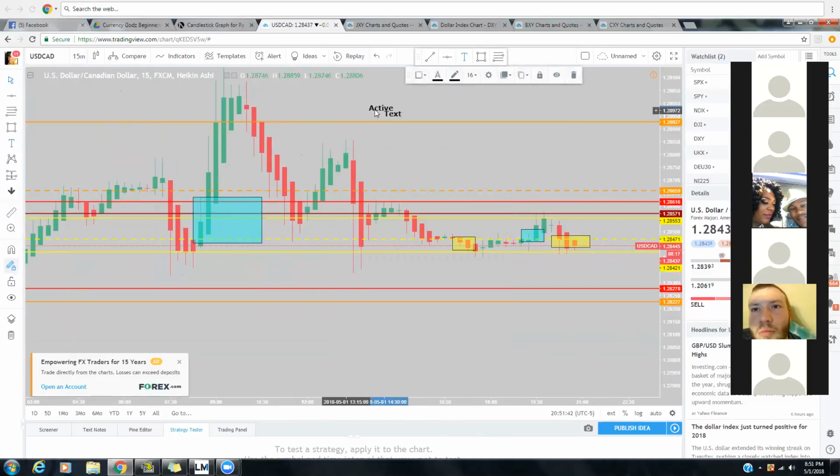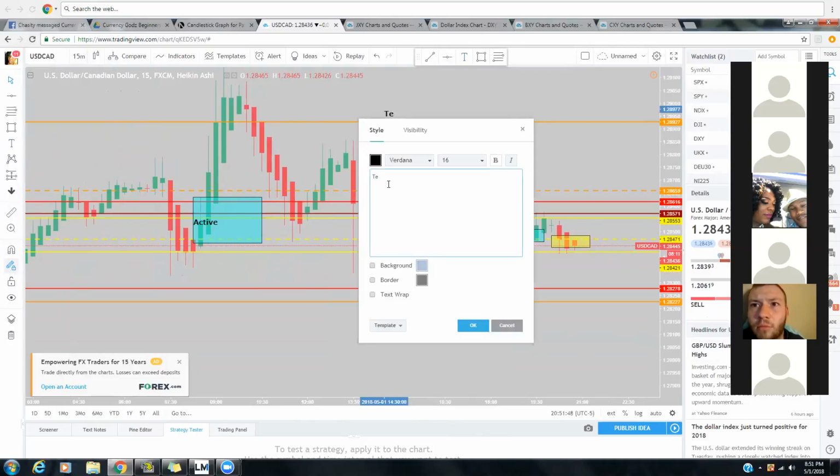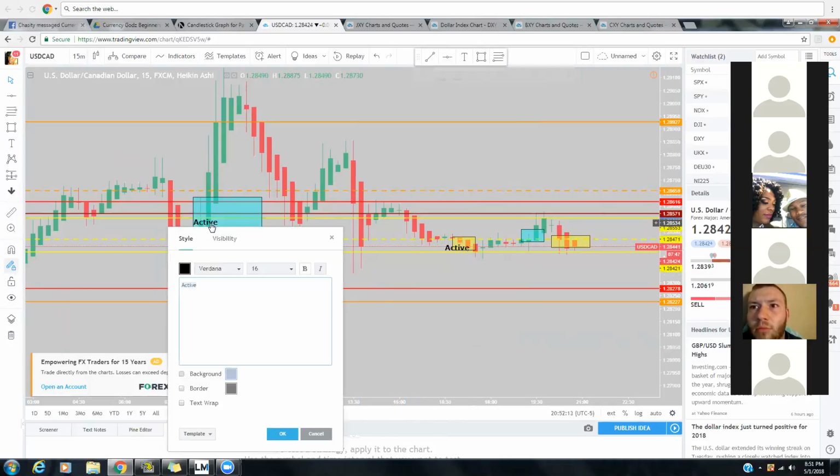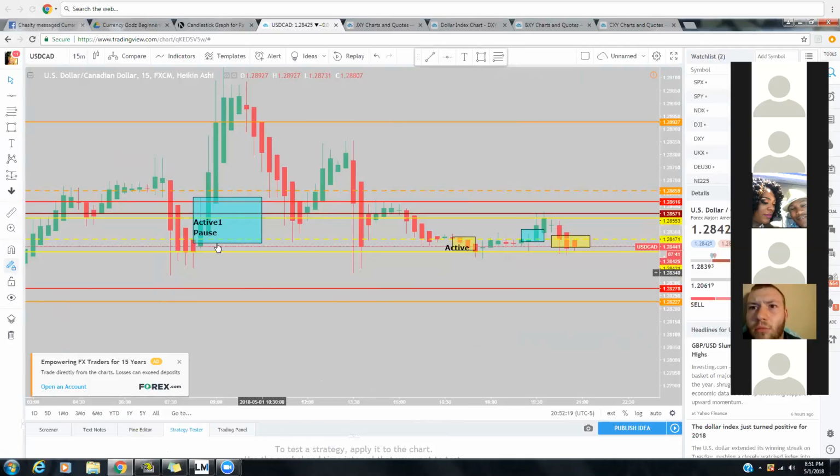So this was actually active at one point. Now it's on pause, and it's on pause because we have 3 red candles hitting the exact same line. And they became active. So I'll just duplicate that. Clone. Okay, so active 1 is now on pause. So this one's active. This means that it's on pause.